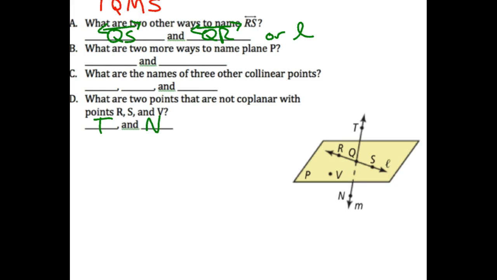We already discussed what are 2 more ways to name plane P earlier, so I'm going to skip that one. C, it says what are names of 3 collinear points. We discussed that one already as well, so I'm going to skip that one. But D says what are 2 points that are not coplanar with points R, S, and V? Well, if you look at R, S, and V, they're on plane P, which means you need 2 points that aren't. The only points that aren't are T and N.